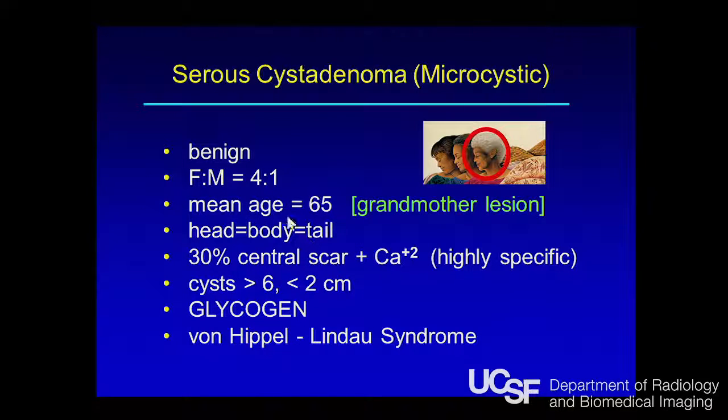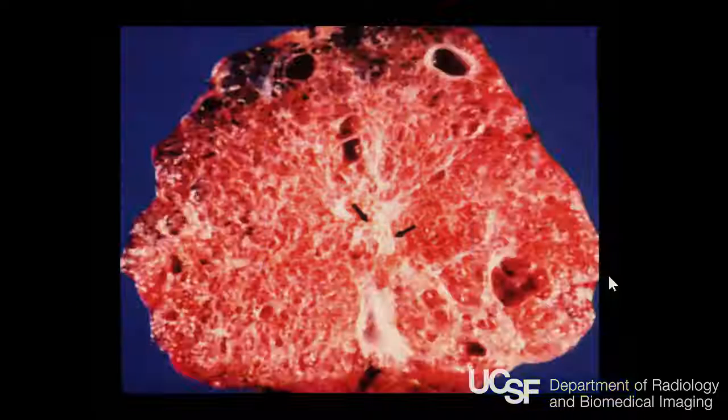There is no predominance for any portion of the pancreas. However, about a third will have a central scar and calcification. The classic teaching is that you have many small cysts, so numbering greater than 6, and each of the cysts should measure less than 2 centimeters. And the cysts contain glycogen. Of note, there is an association with von Hippel-Lindau disease. This is a cut section showing you this very nicely, this fibrotic central scar. You can see the innumerable small cysts scattered throughout the tumor.